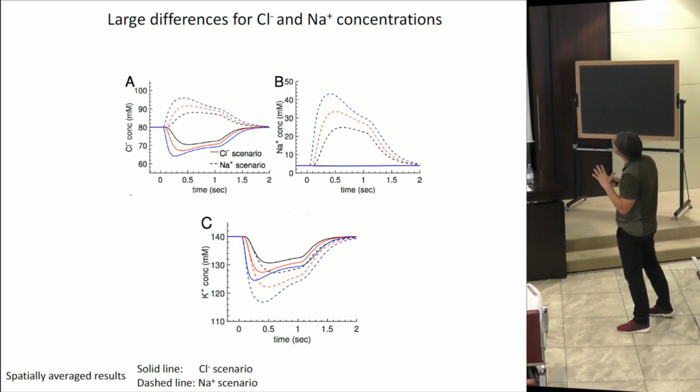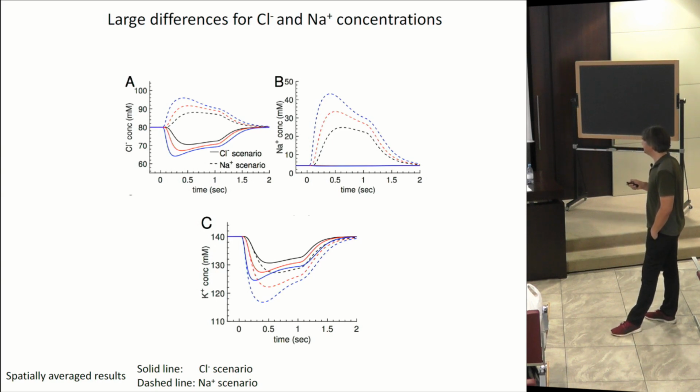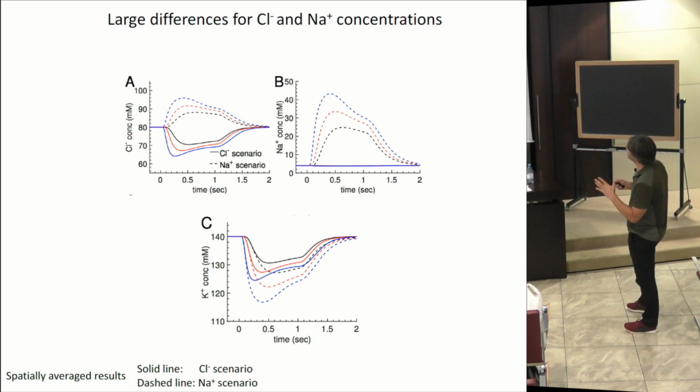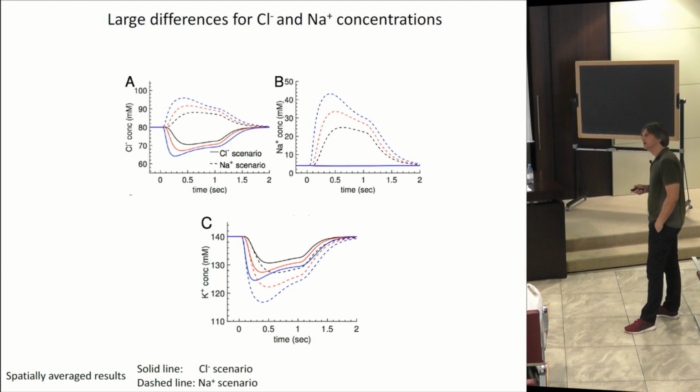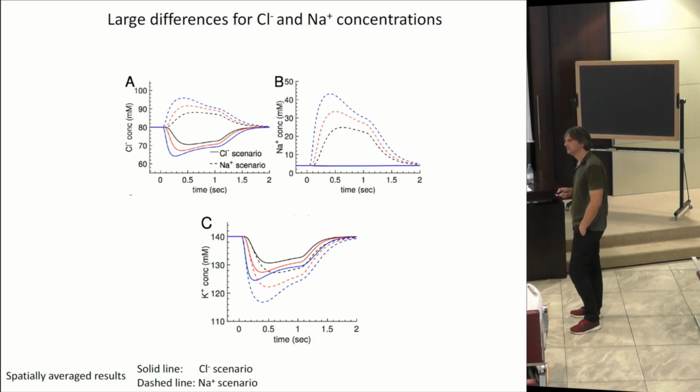Now, what happens with the sodium current? Because sodium flows in, you have a huge increase of the sodium concentration in the cilia. Again, because of the depolarization, chloride is sucked into the cilia, so the chloride concentration now increases instead of decreasing, and the potassium concentration decreases, but a little bit stronger. I have a question. If you don't have chloride coming in through the channel, where does it come from in your sodium scenario? From the cell body.